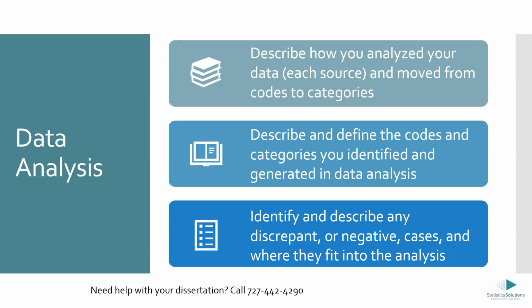This is where you talk about describing and defining the codes, the categories, the themes that you identified in data analysis. And importantly, this section is also where you want to talk about how you handled discrepant or negative cases, where they fit into your analysis. I'm going to come back to this in a little bit, but discrepant cases are those cases that don't seem to fit the general pattern of the rest of the data. We need to figure out what to do with that when analyzing the data. So in this section, you talk about how you handled those cases that seem to tell you something different than the patterns in your data were telling you.